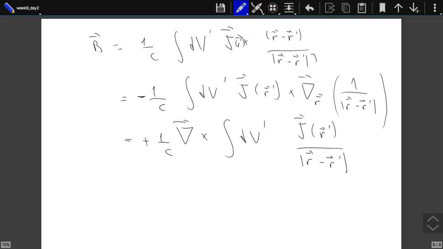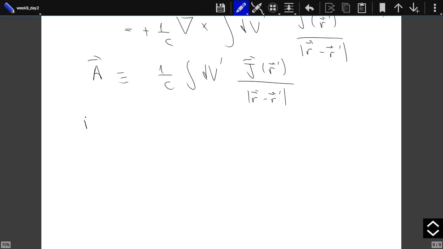Why? Where did the minus sign go? I switched the order. The J was first and the derivative was second, but in the final expression, the derivative is first and the J is second. So that brings that minus sign. So let's just call this A. And hence B is equal to the curl of A.